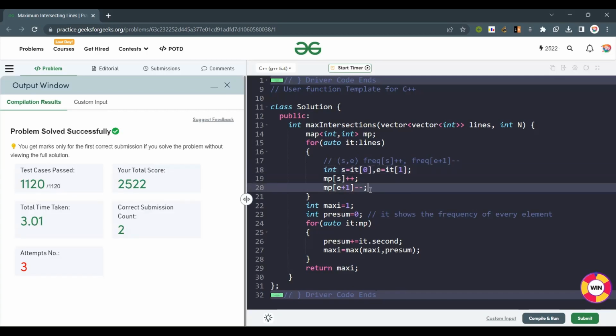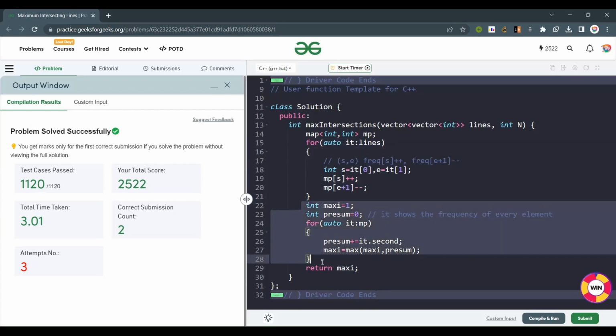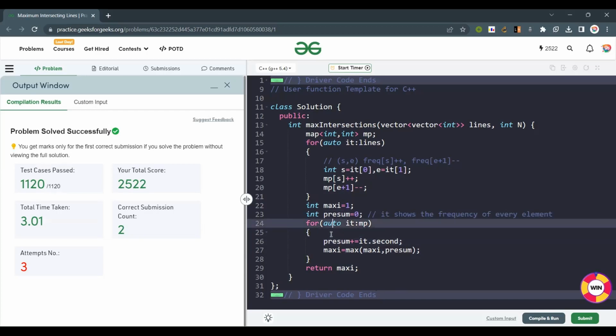So there was just a trick: frequency of S plus plus, E plus 1 minus minus. It will be useful in many questions where intervals come and we have to count the frequency. So in big O of n time, we can get the frequency of all the elements. And how can we get the frequency? By making the prefix sum. Prefix sum is something where I add from the previous and go ahead, and I will take the maximum every time, and I will get the maximum frequency. So this was the question.